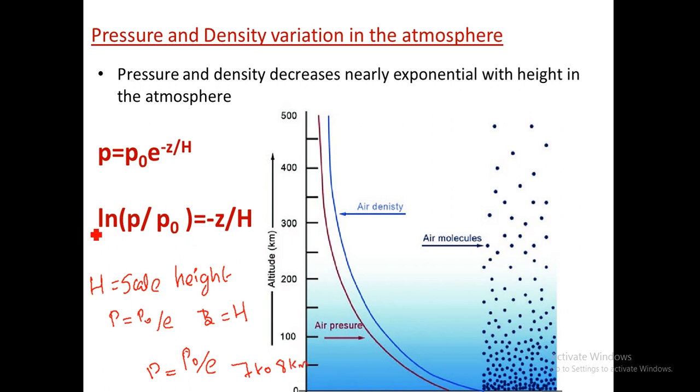Now in the same equation, if we take the log, log P by P0 becomes minus Z by H. Okay. So density is also having a similar kind of variation with respect to height. If we look at the air molecules, as we can see, most of the air molecules are present very close to the surface. As we go up, it becomes rarer and rarer. Most of the molecules are concentrated near the surface.